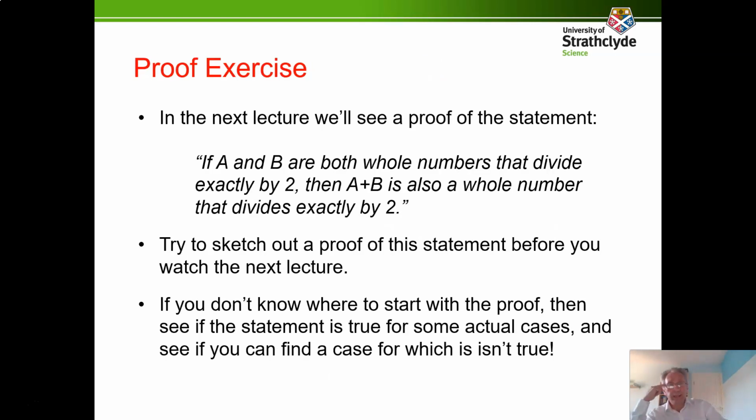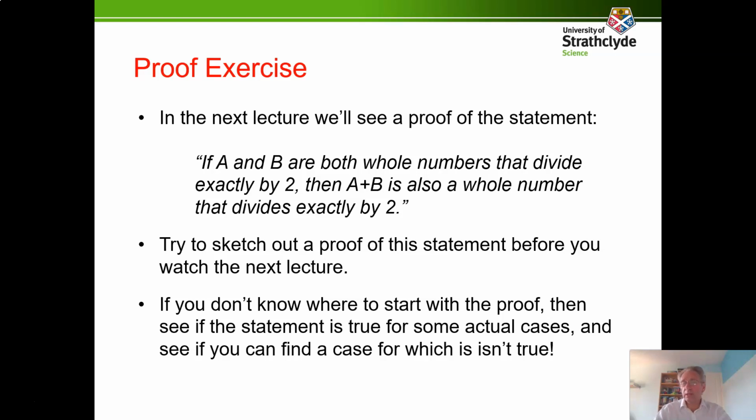So I'd like to set you a little exercise before we go into the next lecture. So before you start the next lecture, have a good think about this. Here's a statement. If A and B are both whole numbers that divide exactly by 2, in other words, A and B are both even numbers, then A plus B is also a whole number that divides exactly by 2. So what this statement is saying, being very precise about it, is that if you add up two even numbers, then you get an even number as the result.